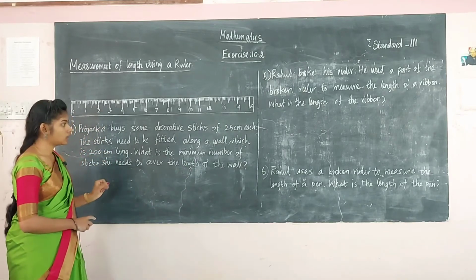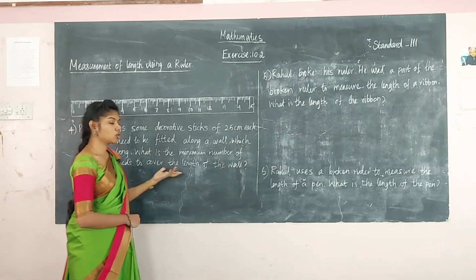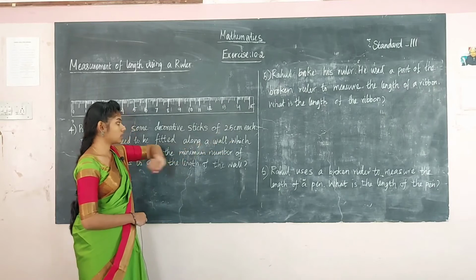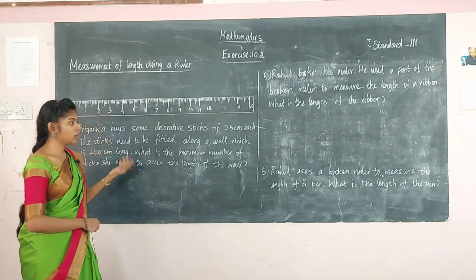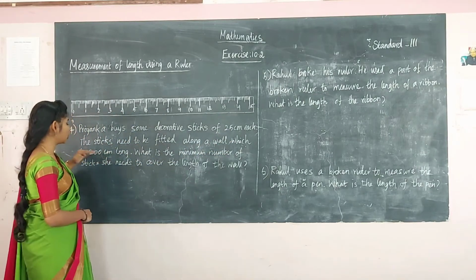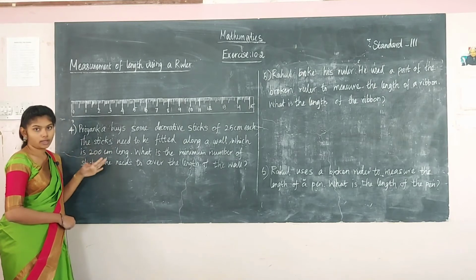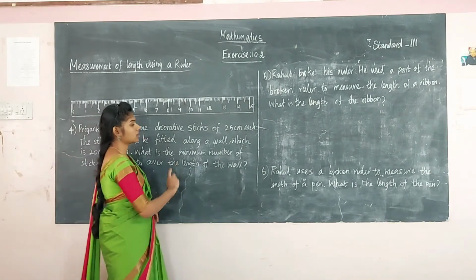So to find this, there are several ways. First you can divide, or we can multiply and see, it should be within 200 only. So minimum only they have asked, no.